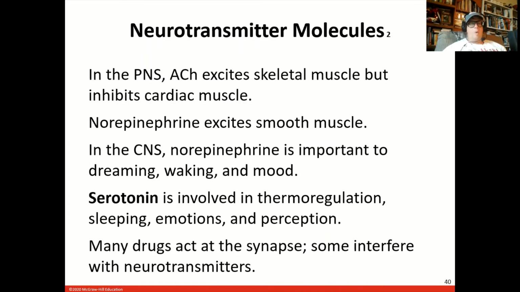All right, moving on. In the peripheral nervous system, acetylcholine excites skeletal muscle, but it inhibits cardiac muscle. Just accept it as it is. It's weird, but okay. Norepinephrine excites smooth muscle. Okay. In the central nervous system, norepinephrine is important for waking, dreaming.